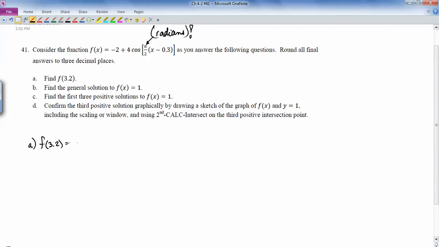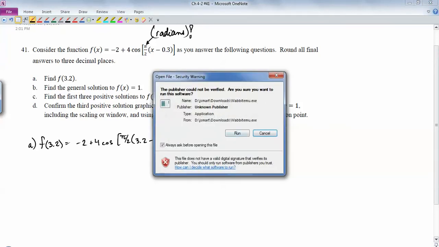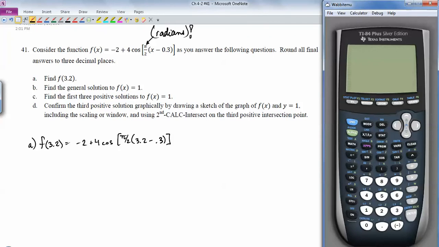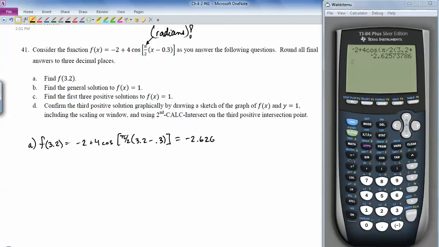So let's see. It'll be -2 plus 4 cos pi over 2 parentheses 3.2 minus 0.3. So let me start up my calculator here. There it is. So let me check the mode. Yeah, we're in radians. So it's -2 plus 4 cos pi over 2 parentheses 3.2 minus 0.3. Enter. Okay, so we get about -2.626 because it says round all answers to 3 places. So there we go.